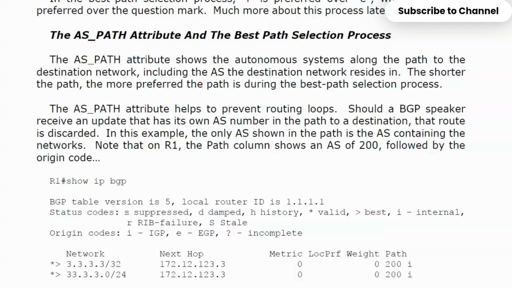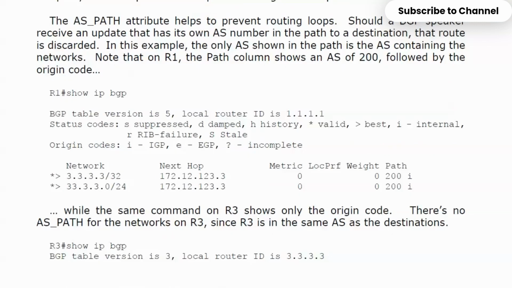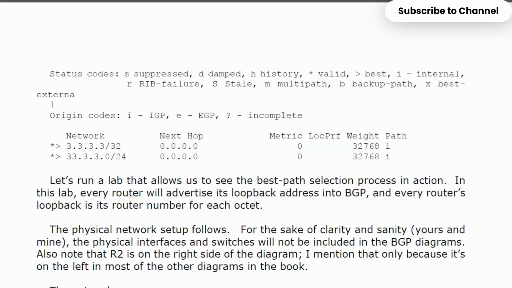be discarded. Now in this example, and this was router 1 in our previous lab, the only AS shown in the path is the AS containing the networks, because the AS was right next to router 1, and you see under path 200, and it's followed by the origin code. On router 3, which was the router that actually contained those two networks, as we go down here you can see the only thing under the path was literally the letter I.